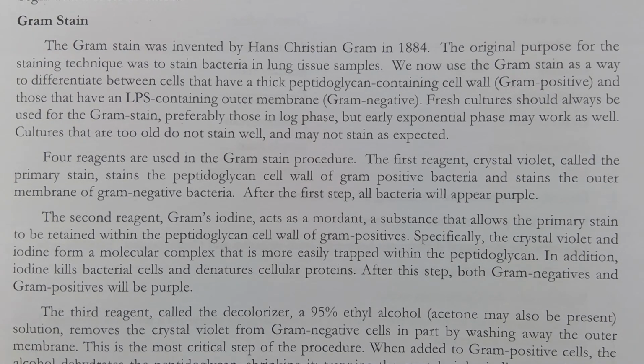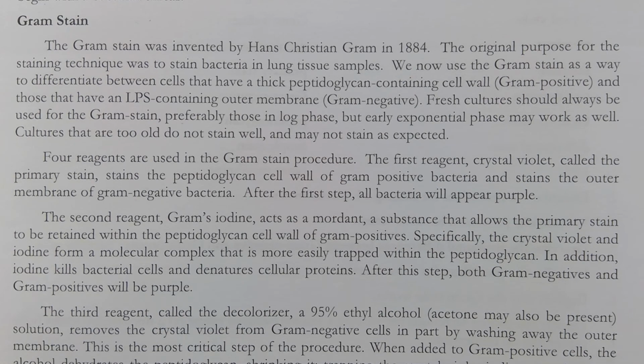Fresh cultures should always be used for the gram stain, preferably those in log phase, but early exponential phase may work as well. Cultures that are too old do not stain well and may not stain as expected. Four reagents are used in the gram stain procedure.